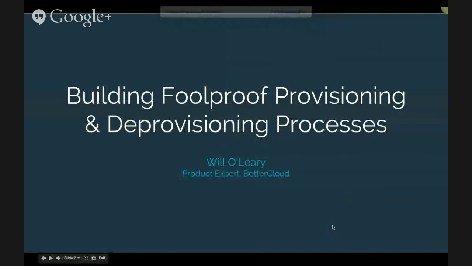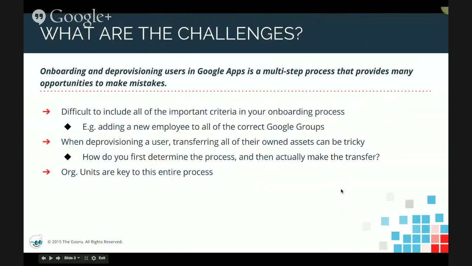And of course, our topic for today: building foolproof provisioning and deprovisioning processes. I think it's really important first to define the challenges that we're faced with when dealing with provisioning and deprovisioning users in a Google Apps environment. It's, of course, a multi-step process, and a multi-step process provides a lot of opportunities to make mistakes: human error, easy slip-ups within the context of creating a user or a set of users, offboarding those users as well. And there are consequences to those mistakes that really do live off the computer screen and in the real world.